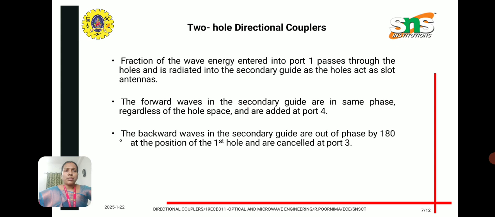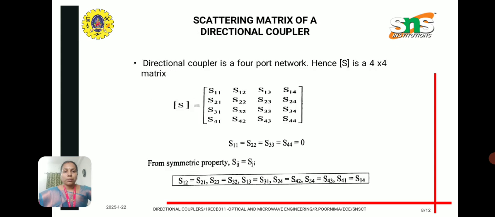The forward waves are in phase regardless of the hole spacing, so these waves are added at port 4. The backward waves in the secondary guide are out of phase by 180 degrees, so they are cancelled at port 3. So port 3 remains the isolated port, and port 4 is the coupled port.